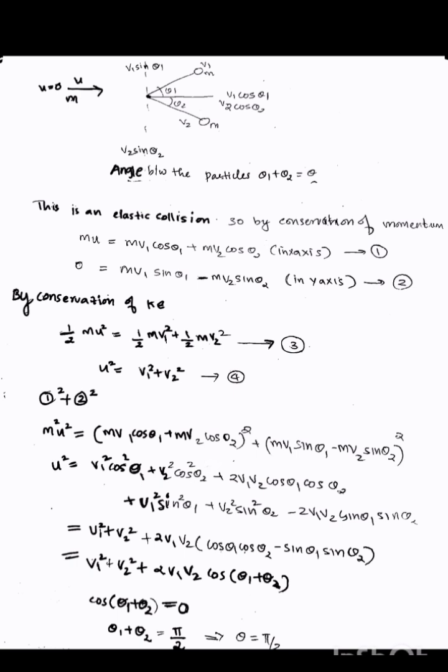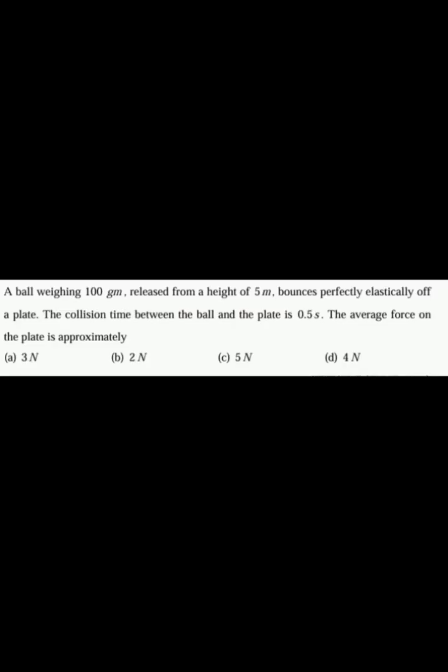Substituting the value from equation 4 in the above equation, we get 2v1 v2 cos of theta 1 plus theta 2 is equal to 0. That is cos of theta 1 plus theta 2 is equal to 0. That is theta 1 plus theta 2 is equal to pi by 2. That is theta is equal to pi by 2, because we know that theta 1 plus theta 2 is equal to theta. So here theta is equal to pi by 2. So the answer is option A.